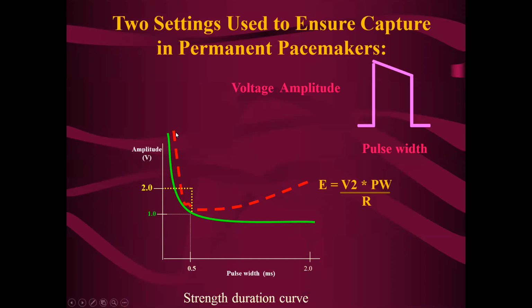If I were to overlap with the energy curve, energy is derived from this formula: voltage squared times the pulse width divided by the resistance. If I were to plot the energy curve, the lowest energy you can see is right at this point where the chronaxie meets the rheobase, right here. So that's why I call this the more efficient part of the energy curve.